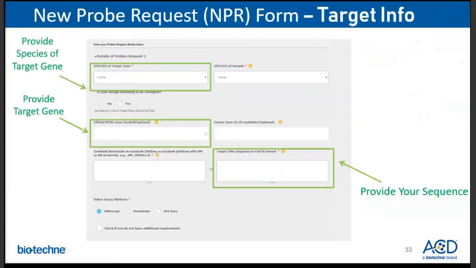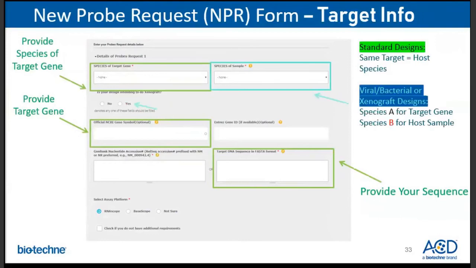So for standard probe designs, the species of the target gene and the species of the sample should be the same. You can include the gene, the sequence, or the accession number on the left. For more non-standard designs, like a xenograft, you include a different species for your sample other than what's found in your target species.